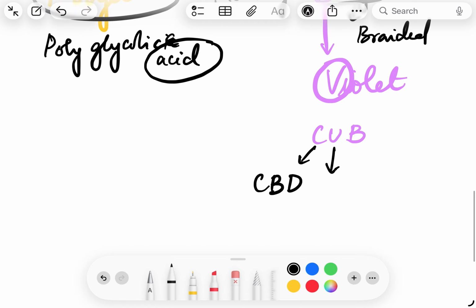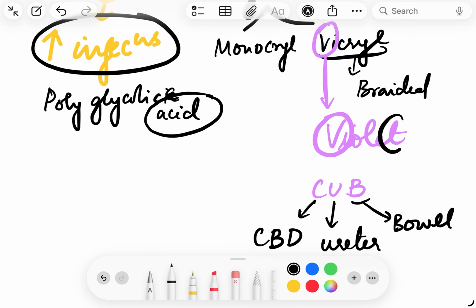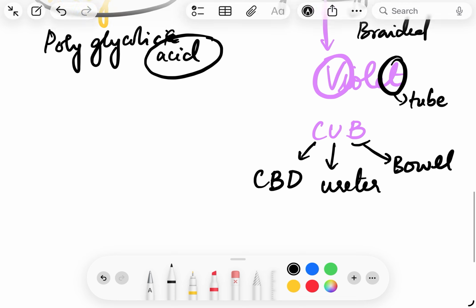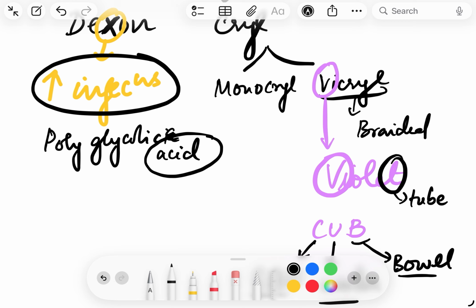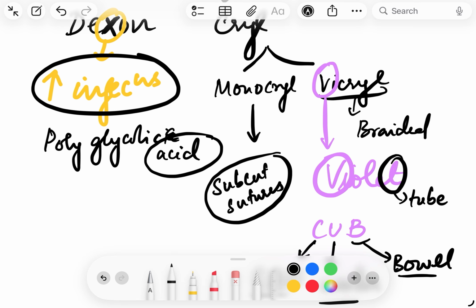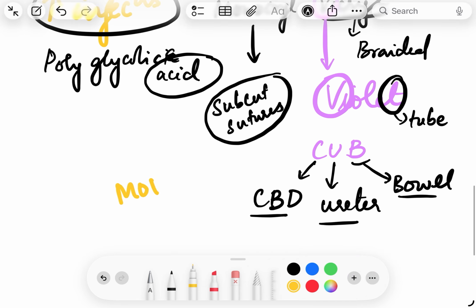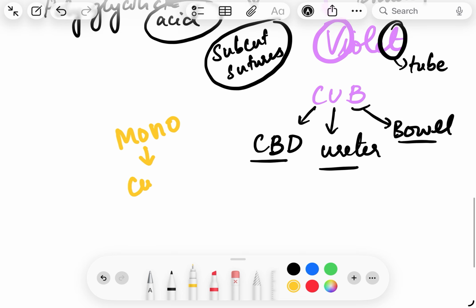So C is for CBD, U is for ureter, B is for bowel. Basically, this is used for all the tubes like CBD, ureter, bowel, wherever stones can form. That is your Vicryl. What about Monocryl? Monocryl is used for subcuticular sutures. So how do you remember this? Mono, just remember that Mona is cute.